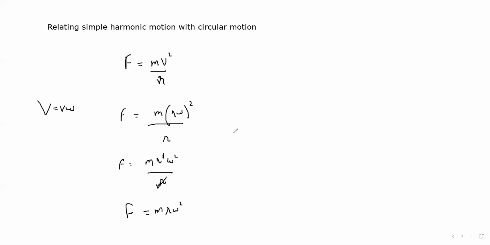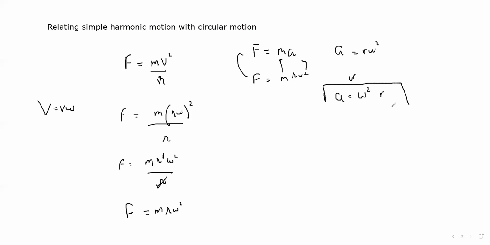Now we have the formula F equals m a, and for circular motion another formula, F equals m r omega square. If I compare these two equations, force with force, mass with mass, the acceleration in a circular motion is equal to r omega square, or I can rearrange it, just change the position of omega, so omega square r. So acceleration in the circular motion is omega square r.